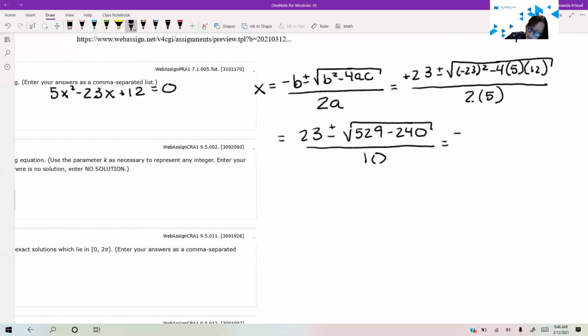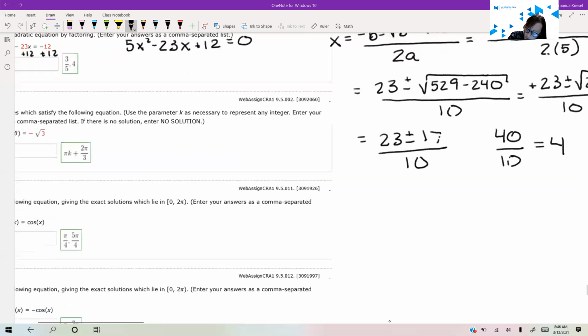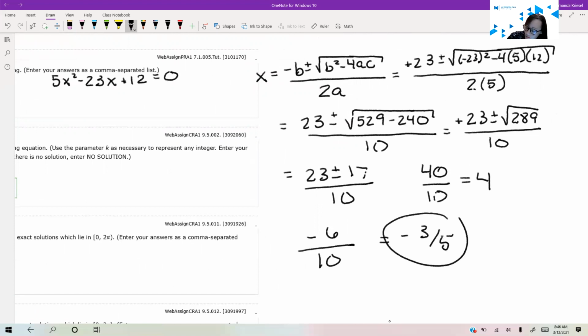Okay, so then this becomes a positive 23, plus or minus the square root of 289 altogether over 10. That 289, the square root of that is 17. So I get 23 plus or minus 17 over 10. First, I'll apply the plus. 23 plus 17 is going to give me 40 over 10, which gives me 4. 23 minus 17, that's going to get me a negative 6 over 10, which is a negative 3/5.